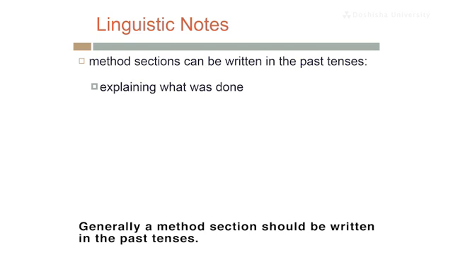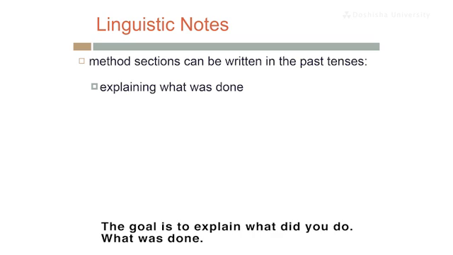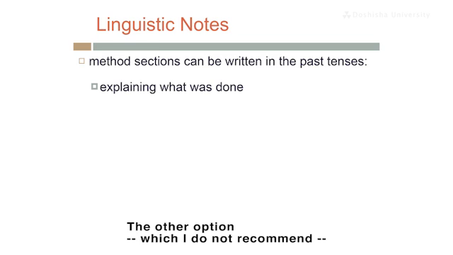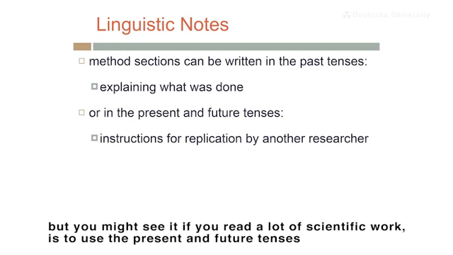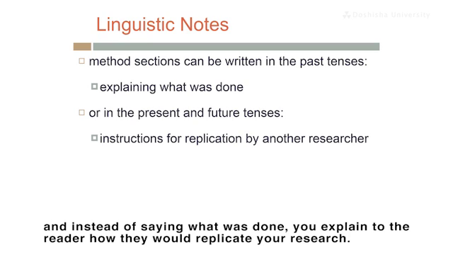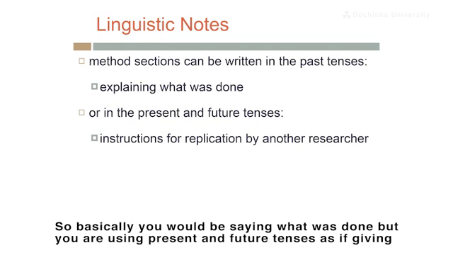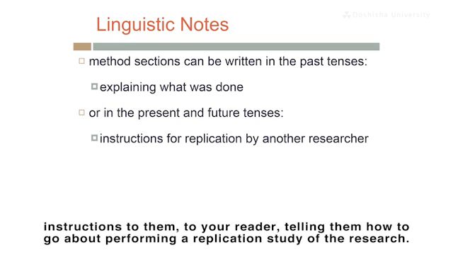Generally, a method section should probably be written in the past tenses. So the goal is to explain, what did you do? What was done? The other option, which I do not recommend, but you might see it if you read a lot of scientific work, is to use the present and future tenses. And instead of saying what was done, you explain to the reader how they would replicate your research. So basically you are saying what was done, but you're using present and future tenses as if giving instructions to your reader, telling them how to go about performing a replication study of the research.